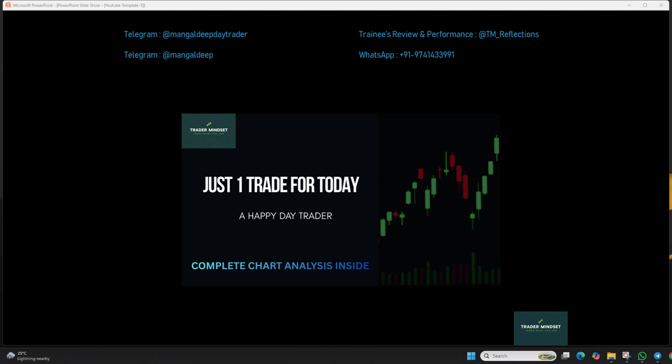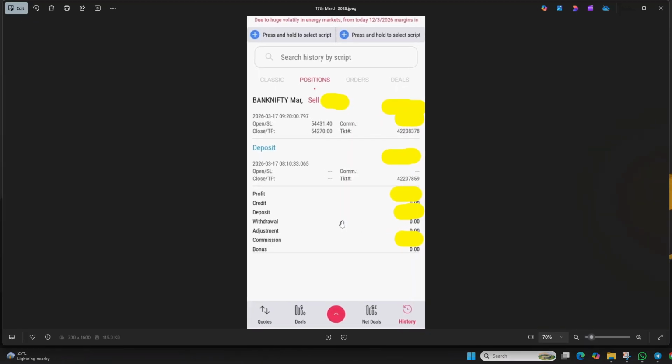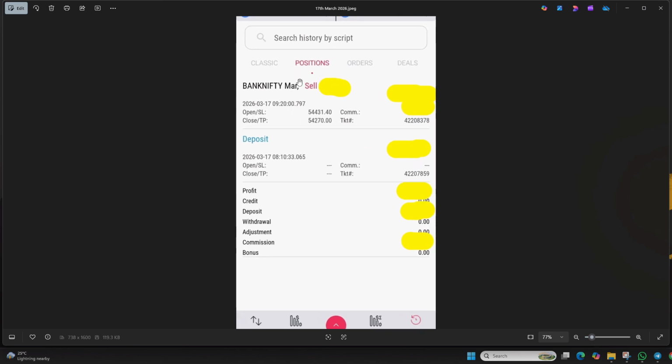I will also show the technicals for yesterday as I did not get a chance to make a video for yesterday's trade. Having that said, let's get on to the screenshot here. As you can see here, just one trade in Bank Nifty, it was a sell trade, and I entered at 54431 and exited at 54270. It was around 160 points profit.